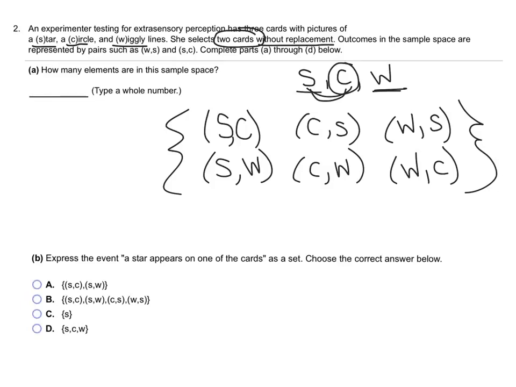So part A wants to know how many elements are in the sample space. Well, here's my sample space, so I'll just count the number of pairs that I see. And there are 6 pairs, so my answer to part A is 6.